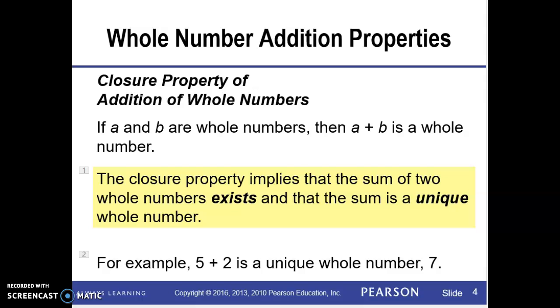So I've got all my whole numbers in a room with the door closed. And what this is saying is that if I add any 2 of the numbers in the room, I'm going to get another number that's already in the room. You can't get out the door because it's closed. Everything you need is inside that room. So what this closure property implies is not only that that number exists, that it's in the room, but also that it is unique. 5 plus 2 only equals 7. 5 plus 2 doesn't also equal something else. And 7 is a whole number that's in the room. So that's the closure property.